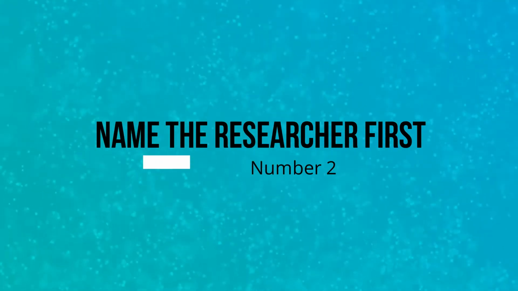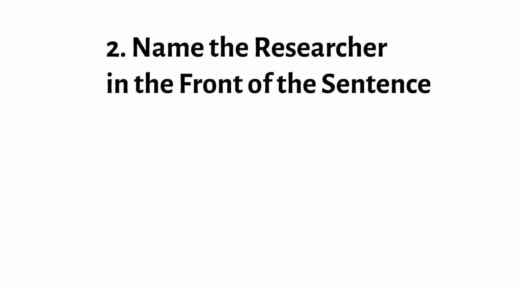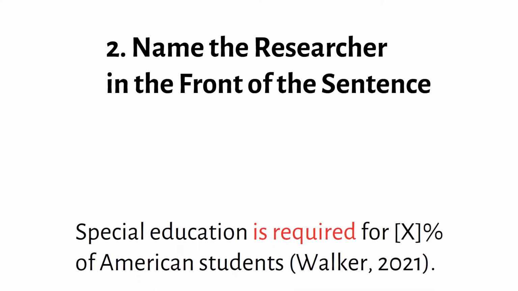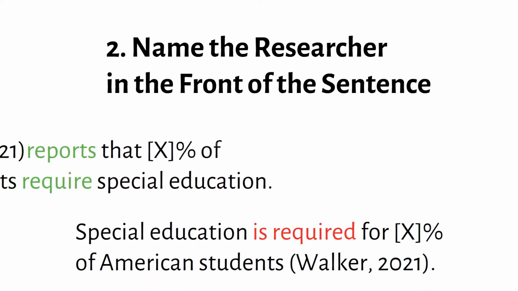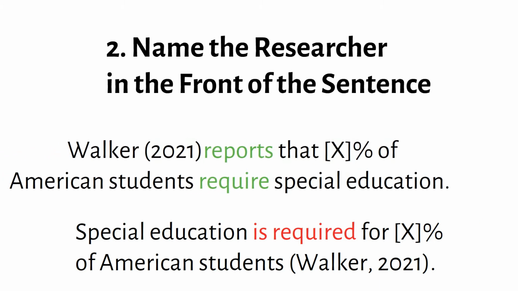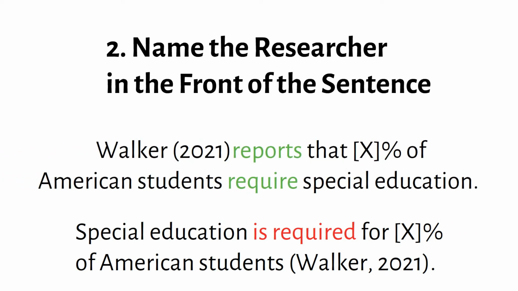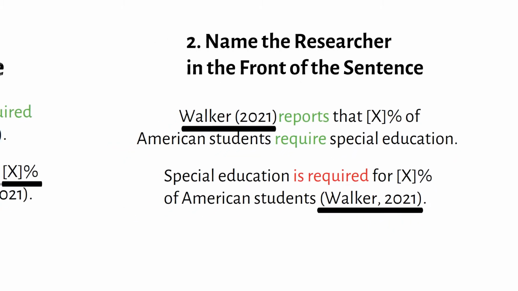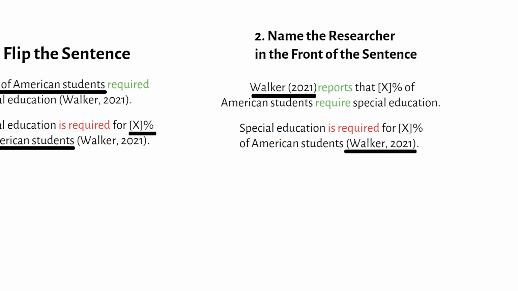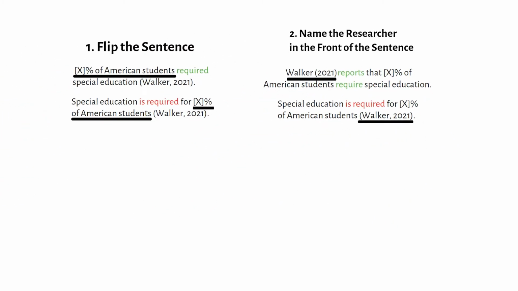Next up is placing the researcher's name first. With the same sentence, we take the researcher's name, in this case Walker, and place that in the front of the sentence to emphasize the action the researcher performs. Here, Walker reports, but the verb could also be posits, or suggests, or something else. Remember to download the printable of the active and scholarly verbs in the description below for more ideas.